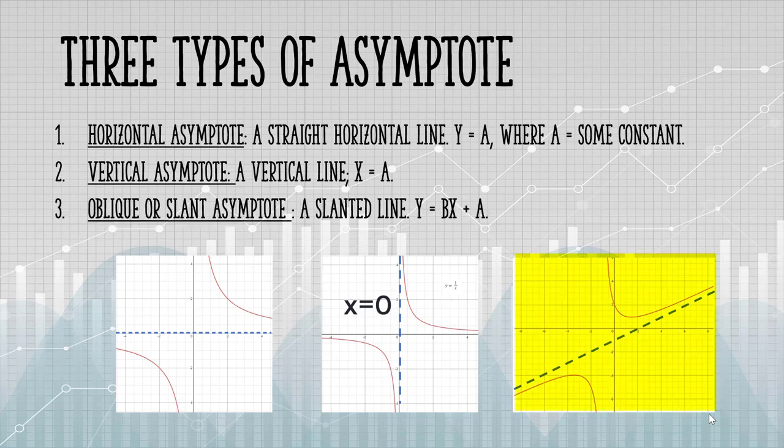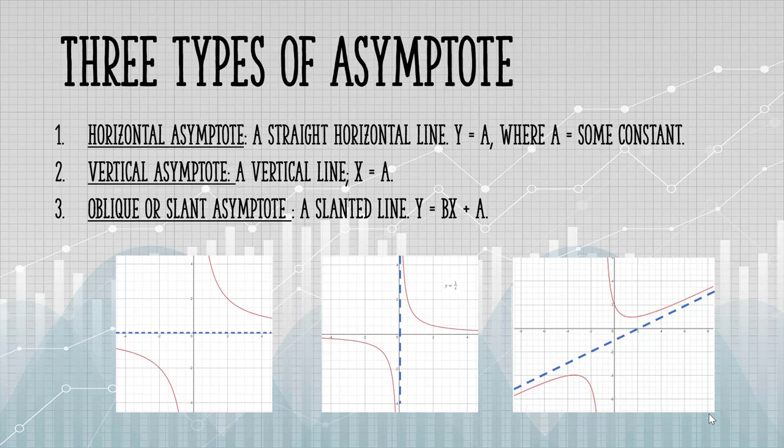An oblique or slant asymptote is, as its name suggests, a slanted line on the graph. More technically, it's defined as an asymptote that isn't parallel with either the horizontal or vertical axis. It can be expressed by the equation y equals bx plus a. As x approaches infinity, the graph of the function approaches this line.